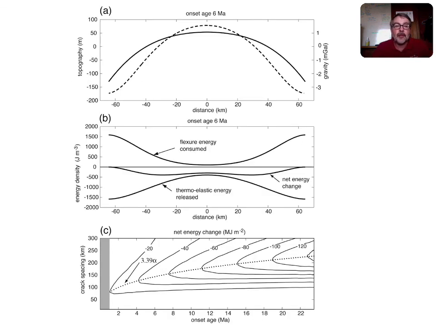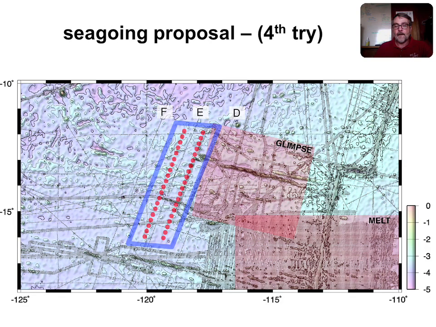This is just that math. The top panel shows the amplitude of the topography that you get, and it's only about 200 meters. It's pretty low relief over a wavelength of about 150 kilometers, and the gravity is only about 6 or 8 milligals. So this is about the right numbers for what we see in the Pacific plate. Next slide.